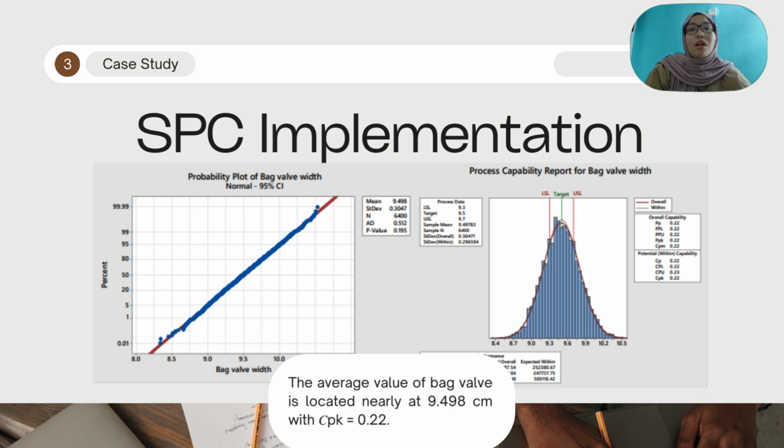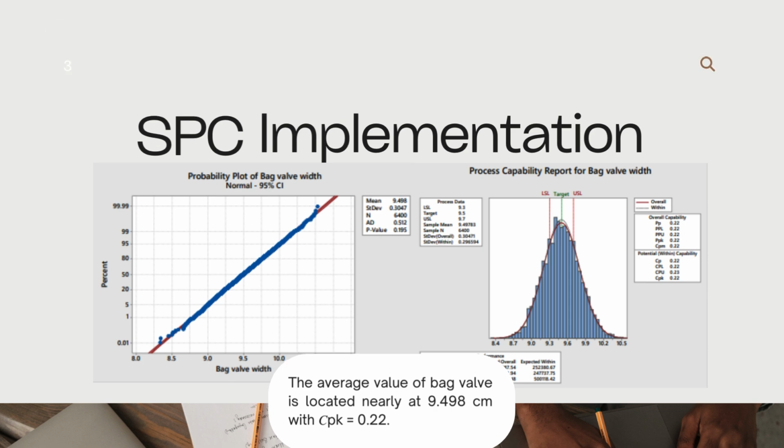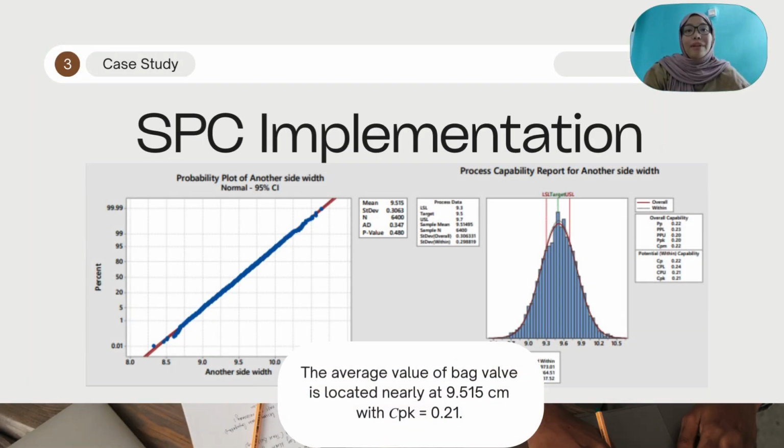302 samples were out of control for valve width dimension, and about 2,416 bags of a total of 6,400 with a ratio of 38% defective. The average value of bag valve is located nearly at 9.515 cm with a CPK of 0.21.